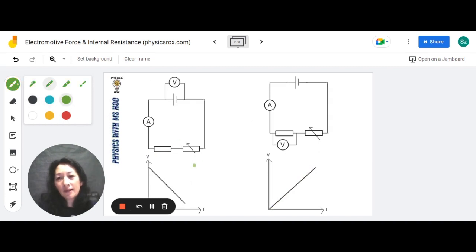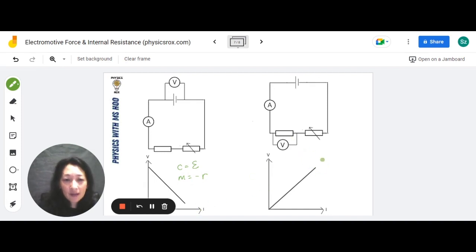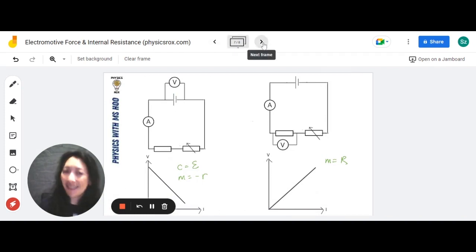Generally, from these graphs, remember the y-intercept is the EMF, while the gradient is the negative value of the internal resistance. Whereas for this graph, the gradient will give us the resistance of this component only. So be very careful when you are answering questions. Check where the voltmeter is, because that will tell you how the graph should look. And that's it. So this is the overview of electromotive force and internal resistance.